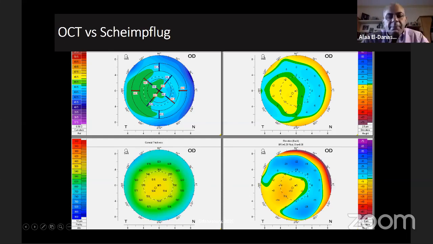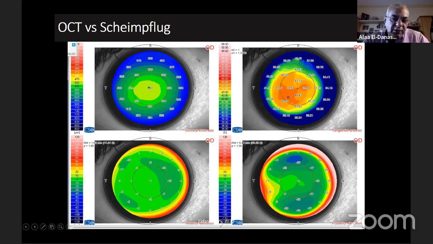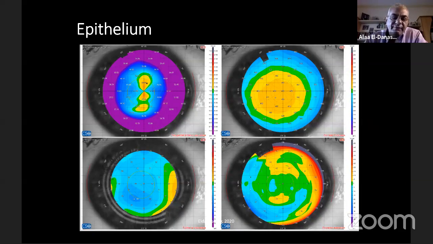Now, the epithelial map: a lot of talks, speeches, presentations and publications on the epithelium over the last 10 years or so. Now, with the MS-39, you have very good, very elegant epithelial maps. And is it really very important? I would say looking at the epithelial map is very important, but it's not alone. You cannot use the epithelium alone to diagnose a keratoconus. It gives you a lot of added value.